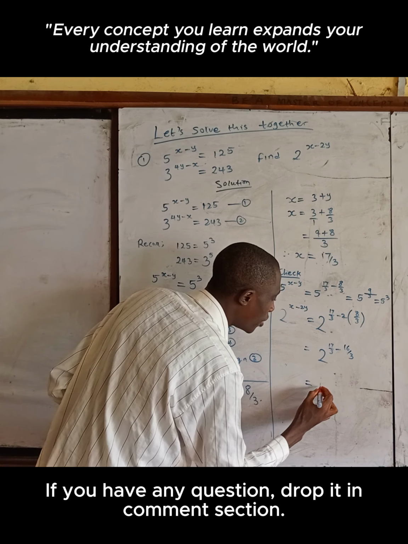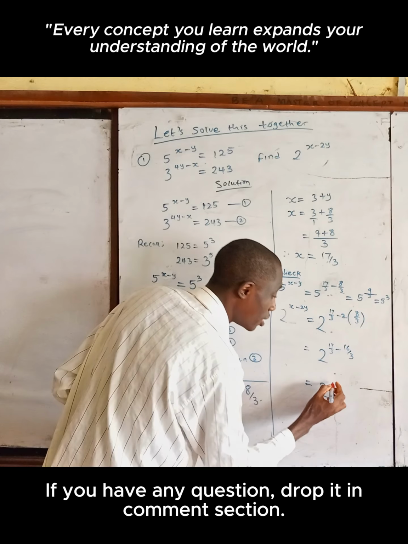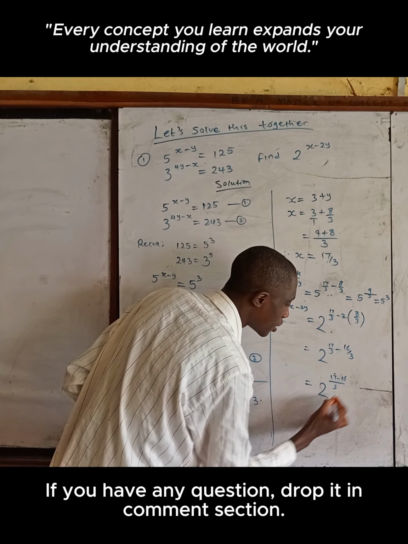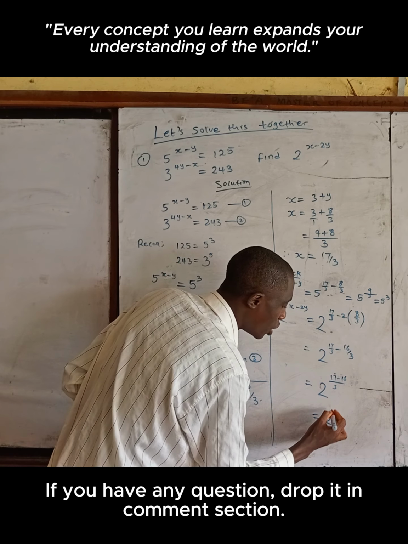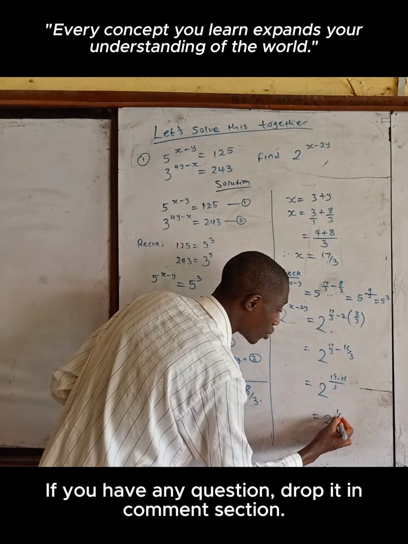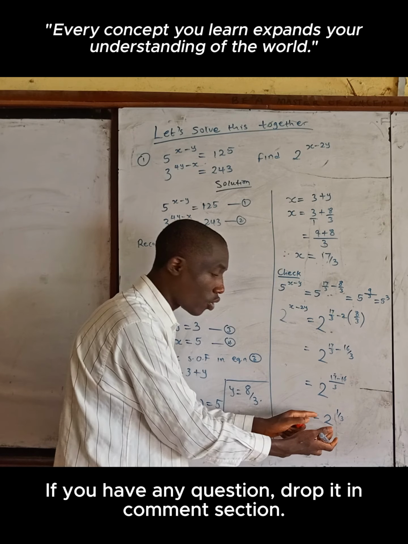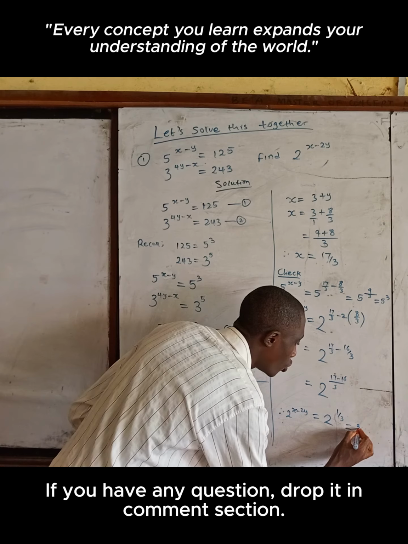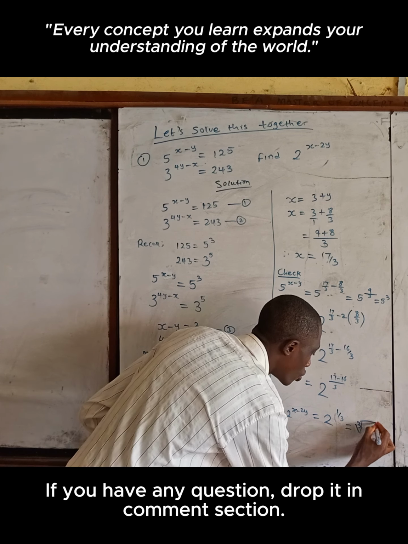From here, you can make your LCM, which is 3. You have 3 divided by, what is this? 17 minus 16. So we have 2 raised to power what? That is 17 minus 16. That will give us 1. That is 1 over 3. So you can easily leave your answer in this format, or you leave it in solved format. Cube root of 2. That is our answer.